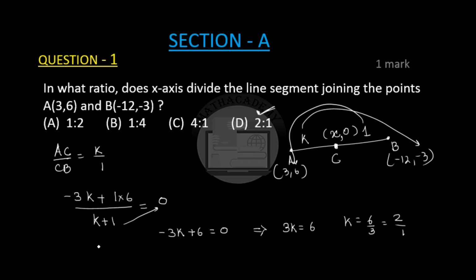I hope this question is clear. Let's move to question number 2. In question 2, they have given a figure. PQ is the tangent to the circle. Angle AOB is given as 95 degrees and we have to figure out angle ABQ.